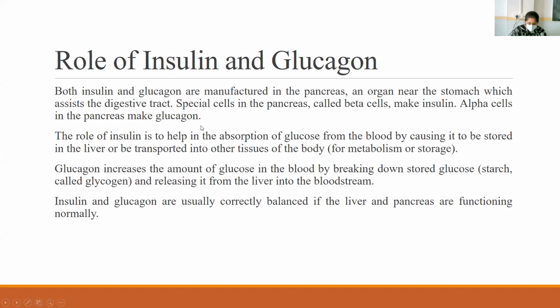Somatostatin is like the policeman, right? So it is actually controlling the glucagon and epinephrine. The role of insulin is to help in the absorption of glucose from the blood by causing it to be stored in the liver or to be transported into other tissues of the body. Glucagon increases the amount of glucose in the blood by breaking down the stored glucose, which is starch or glycogen, and releasing it from the liver into the bloodstream. Insulin and glucagon are usually correctly balanced if the liver and pancreas are functioning normally.